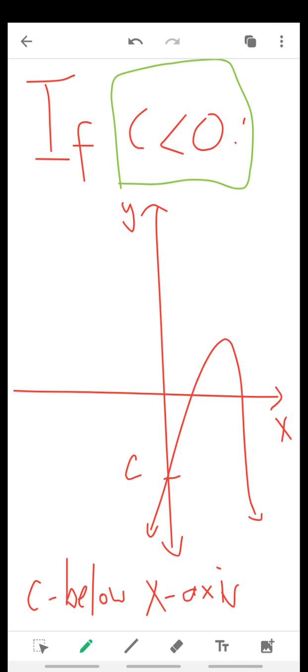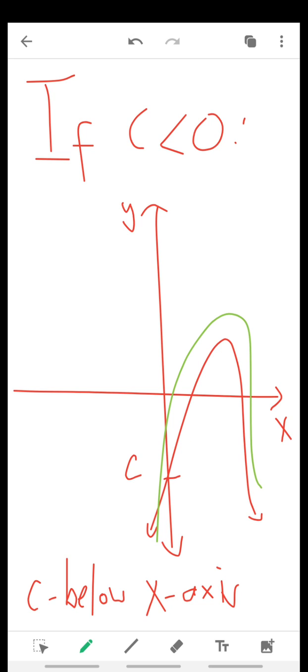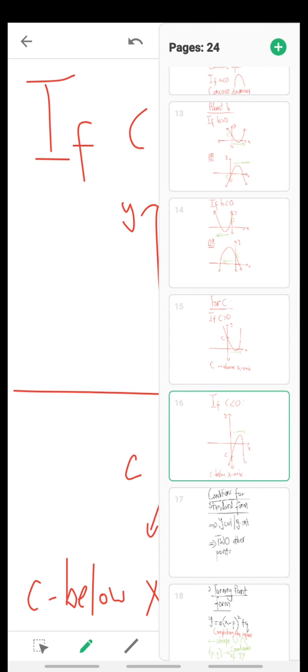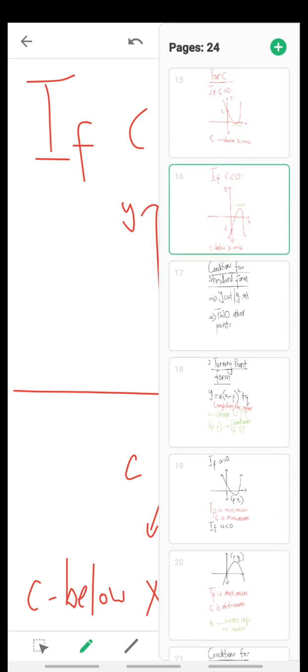Now, what if C is negative? If C is negative, then our y-cut is below the x-axis and will be negative. Since it's a frown, we'll assume that our A is negative, and since it's more to the right hand side, our B will be positive. I hope you agree with me. Now our C is below the x-axis and is a negative value because all values of y there will be negative. That is what ABC stands for in the standard form.